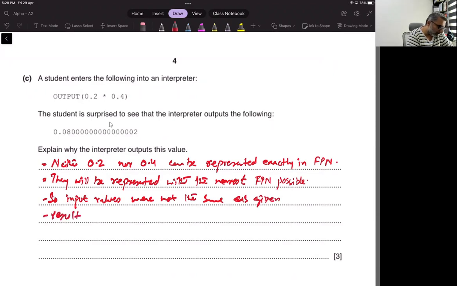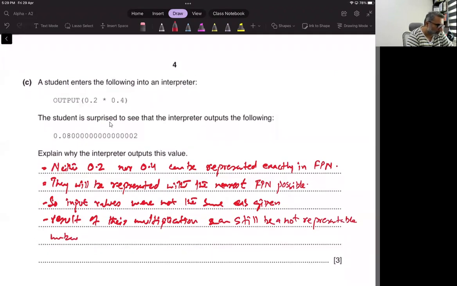The result of their addition or multiplication can still be a not representable number, as differences are increased.